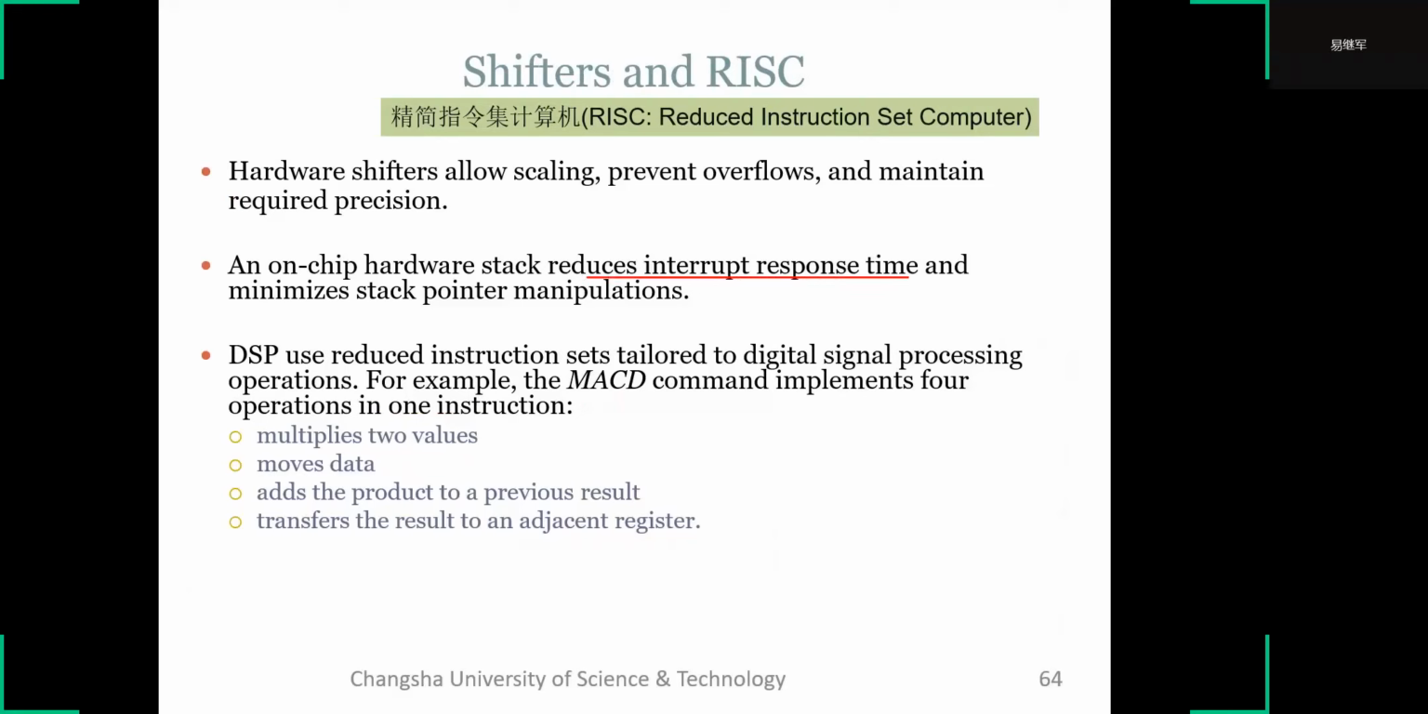Reduce interrupt response time. Minimize stack point manipulations. DSP can reduce the instruction sets tailored to digital signal processing operation. For example, the MACD command implements four operations in one instruction.